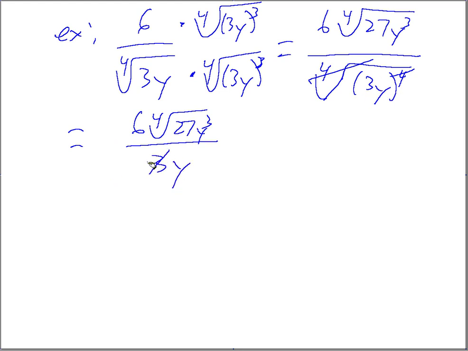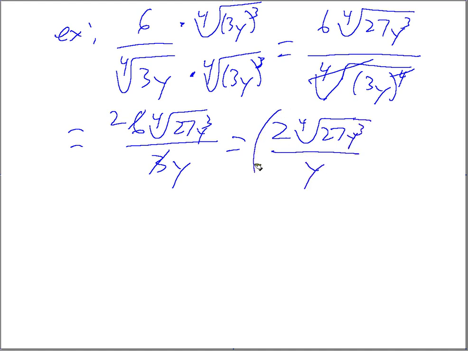Again, reduce it. 3 into 6 twice. You get 2 times the fourth root of 27y cubed all over y on the bottom. And I got rid of the radical on the denominator. All right? Can we see that?